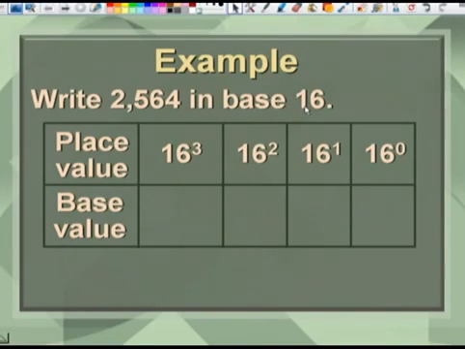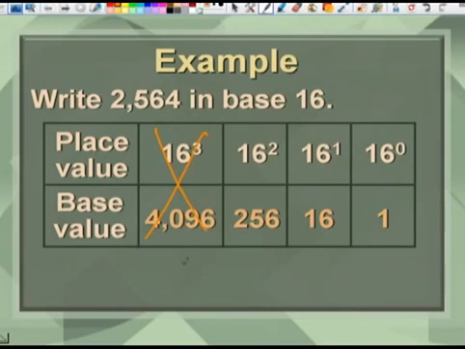2,564 in base 16. Okay, so this is 16 to the 0, 1, 16, 16 times 16, 16 times 16 times 16. That's 4,096, 256, 16, and of course always, have you seen the pattern, 1s there. Do I have enough? No, I don't have enough for this one. How many 256s are there in 2,564? Well, you know that. That's times 10, right? That would be 2,560. And that's going to leave us just 4 left over.